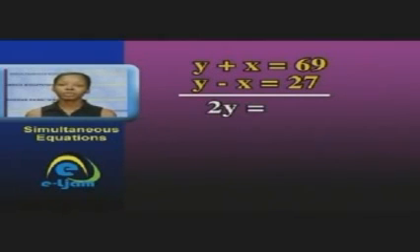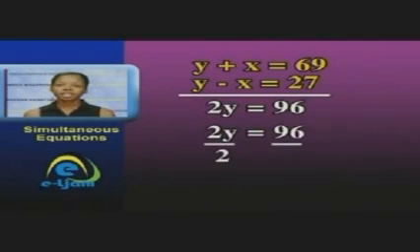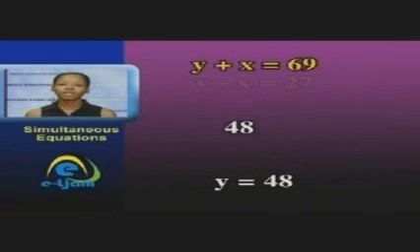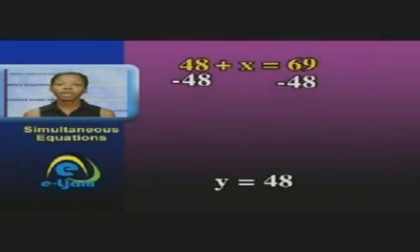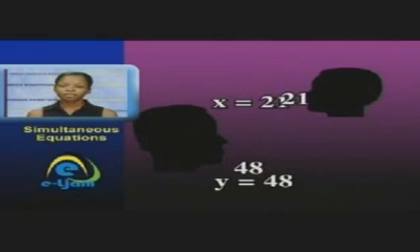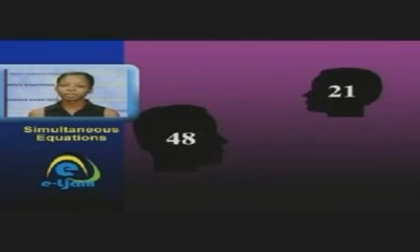When we do, we get 2y equals 96. Of course, this makes y equal to 48. Now that we have a value for y, we can now substitute 48 for y in any equation. So if we choose equation 1, then x plus 48 equals 69. So x would be equal to 21. Therefore, Richard is 21 years old and Raymond is 48 years old.